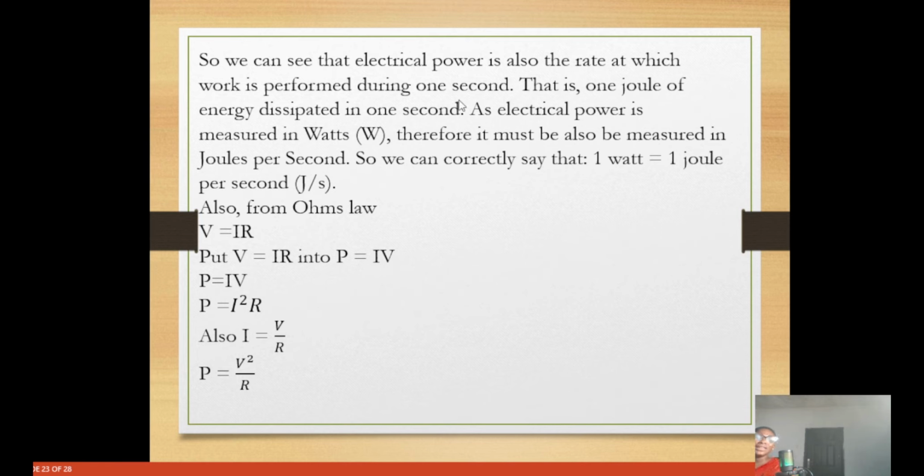So we can see that electrical power is also the rate at which work is performed during 1 second. Anytime you hear rate, it's just that other quantity over time. So work done by time is the power. So this is 1 joule of energy dissipated in 1 second. As electrical power is measured in watts, it must also be measured in joules per second. So we can correctly say 1 watt is equal to 1 joule per second.